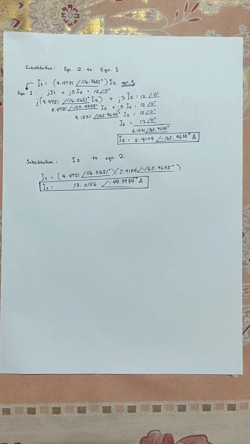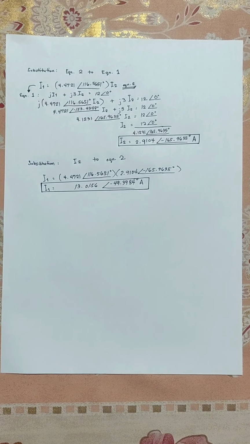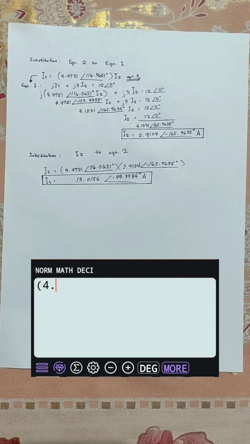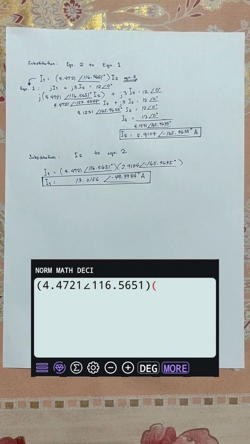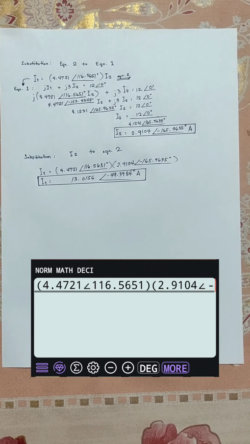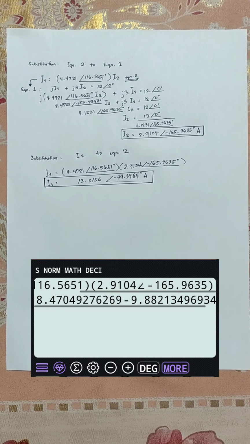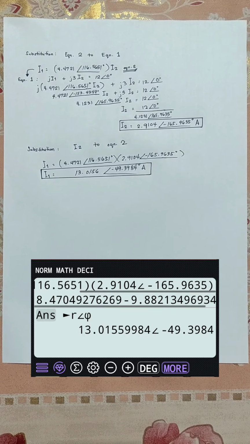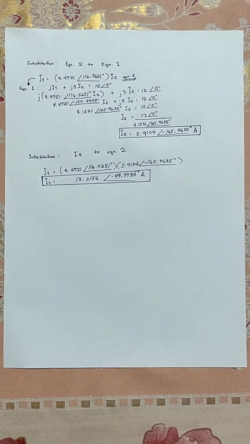Next, we will substitute the value of I2 into equation 2. We have equation 2: I1 equals quantity 4.4721 angle 116.5651 degrees times 2.9104 angle negative 165.9635 degrees. Simplifying, we get the value of I1 equals 13.0156 angle negative 49.3984 degrees amperes.